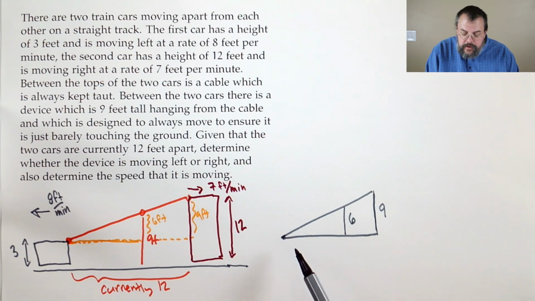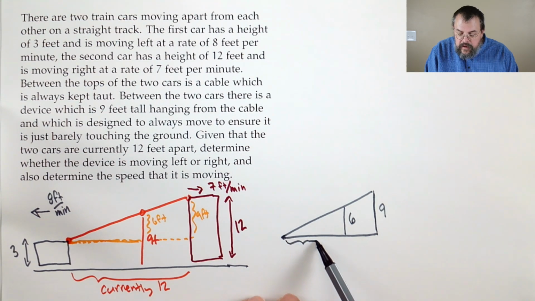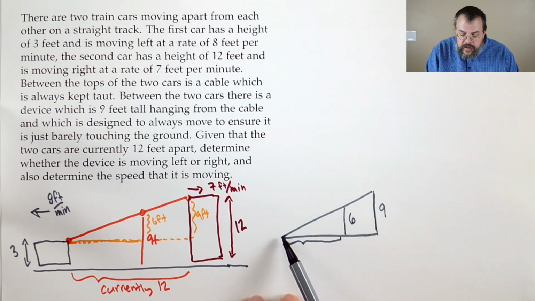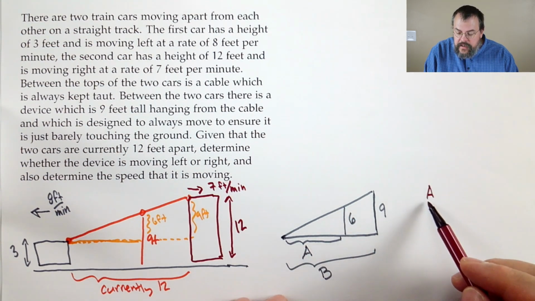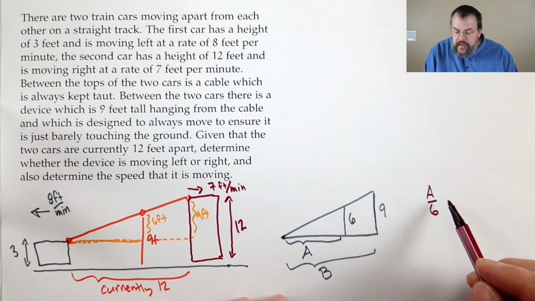Now, what can we do? Well, let's label two distances. Let's talk about the distance from the left car to our device. We'll call that A. And then the distance between the two cars, we'll call that B. So, what can we now say with all of this in play? Well, we can now say the following. We have our ratios. A is to 6 as B is to 9.